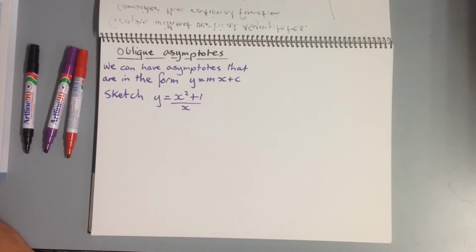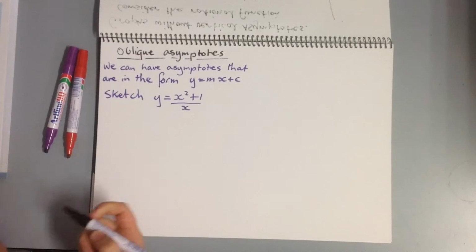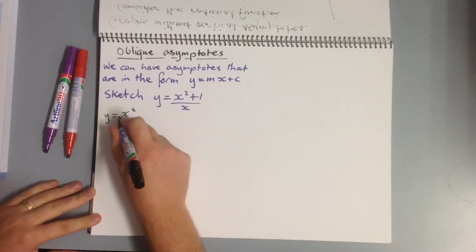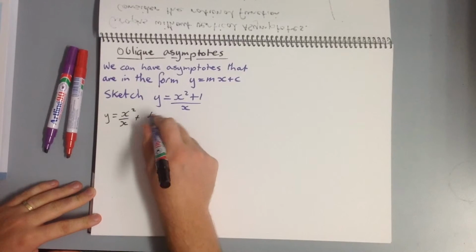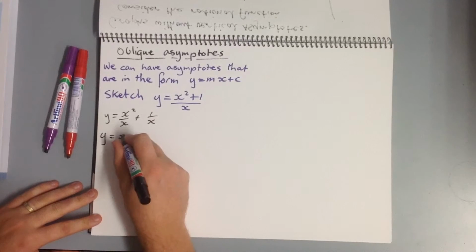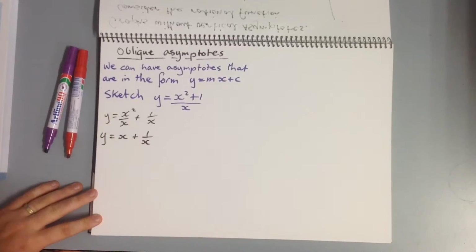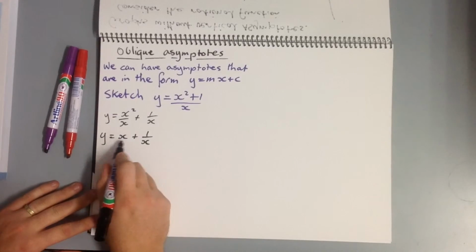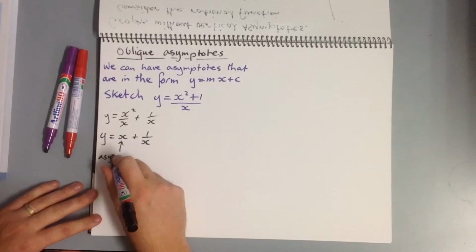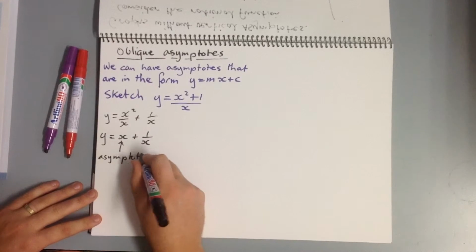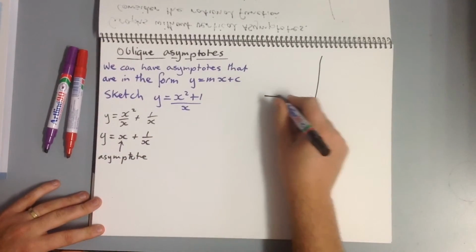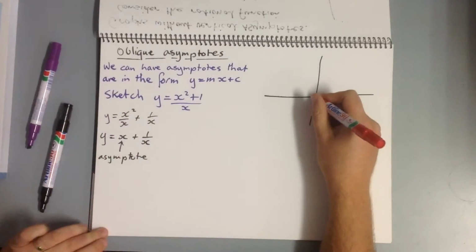What we have to do for these type of ones though, is we have to split our fraction. So we could have y equals x squared plus 1 over x. And we can simplify this to x squared over x, which is just x, plus 1 over x. And when we have that, this part here, that becomes our asymptote. So if we get ready to sketch it, we're actually going to have an asymptote that does this.